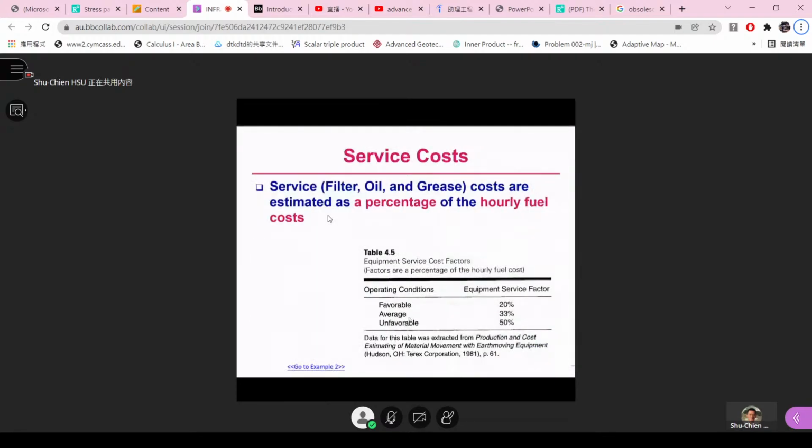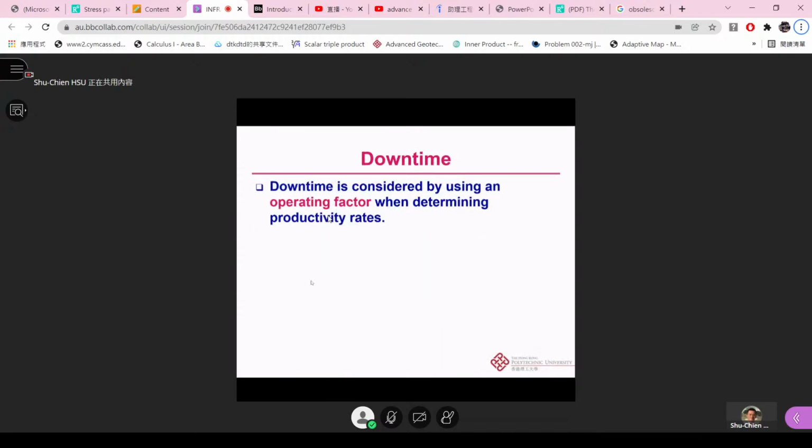All right. So the services for the filter, oil, and greases and such costs are estimated as a percentage of the hourly fuel cost. So for the equipment service factors, it's just a percentage of the hourly fuel cost. In favorable condition, it should be 20%, average is 33%, and unfavorable is 50%. And the downtime is just considered by using an operating factor when determining the productivity rates.